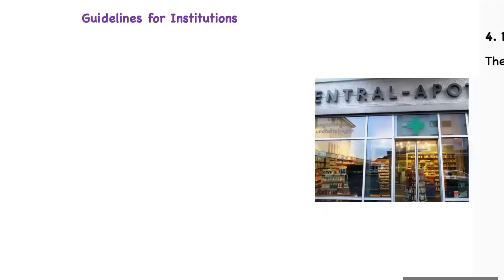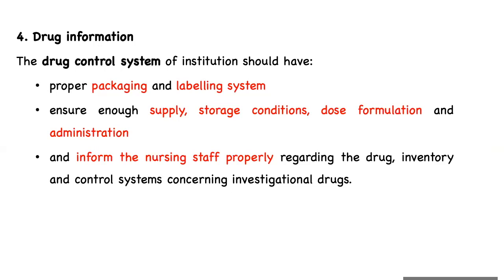Okay, so these are the four important principles. The first principle was institutional, the second principle was voluntariness, the third principle related to documentation, and the fourth principle is related to drug information. I hope you will remember these principles.